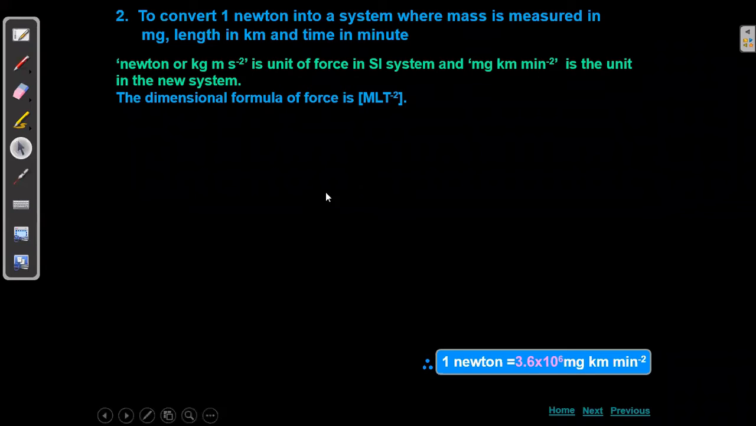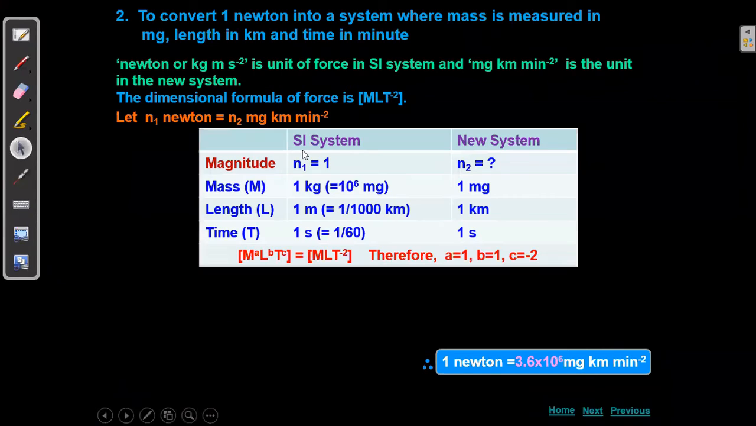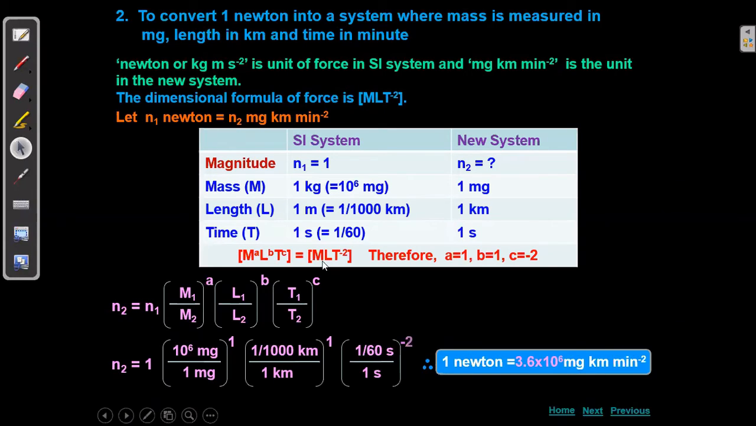Now, same N1, N2 formula only. N1 Newton is equal to N2 milligram kilometer minute to the power of minus 2. Previously how we have done, the same way I am framing one table so that it will be easy for us. Now N2 is equal to N1 into, we will go back to the method which I have done. N2 is equal to 1 into M1. What is M1 here? 10 to the power of 6 milligrams. 1 kg is equal to 10 to the power of 6 milligrams, that I have written, and the denominator anyhow comes as 1.